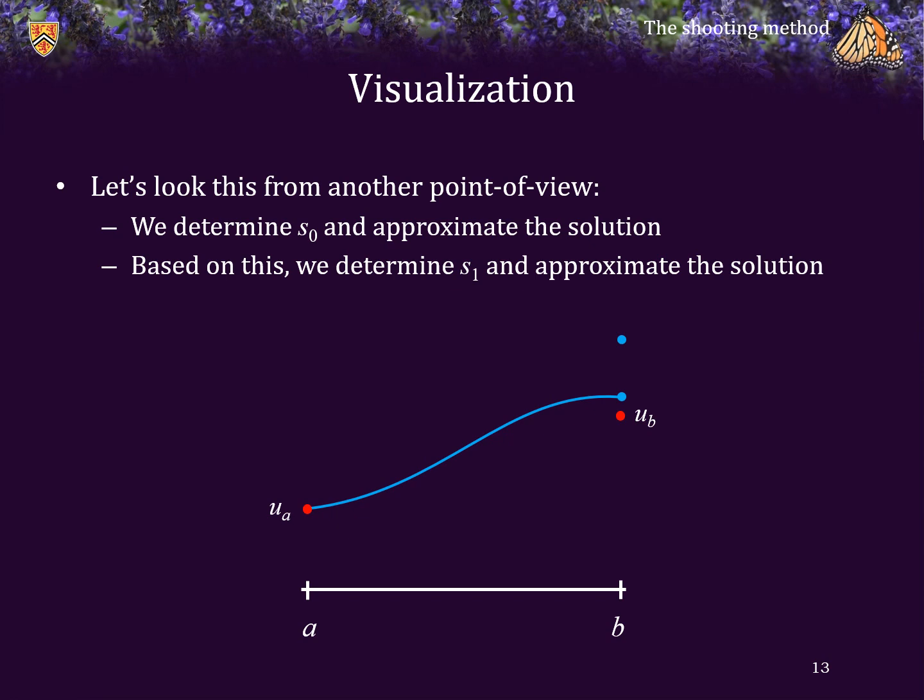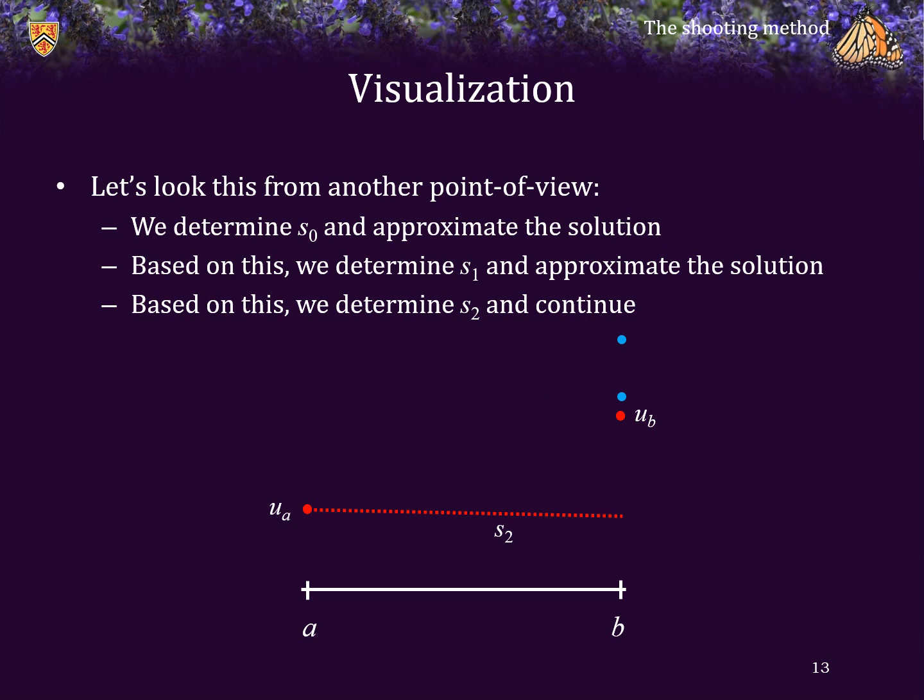All right, so now we have those two approximations, and now using the secant method, we can determine S2, which will hopefully give us an even better initial slope and a better result. So when we approximate it with that new initial slope, hopefully we are now even closer to the point u sub b when x equals b. And then we just continue to repeat.